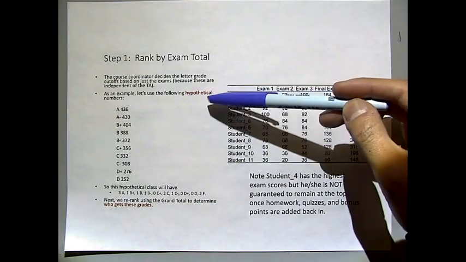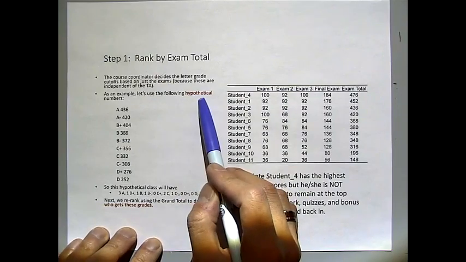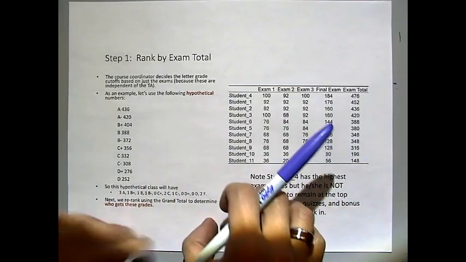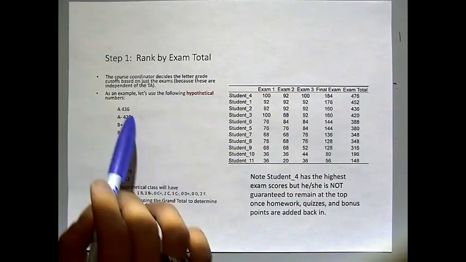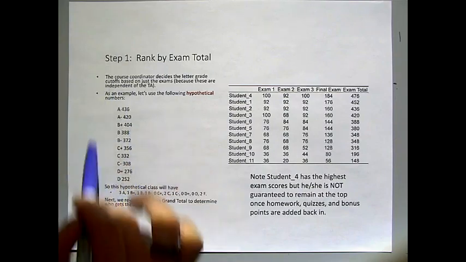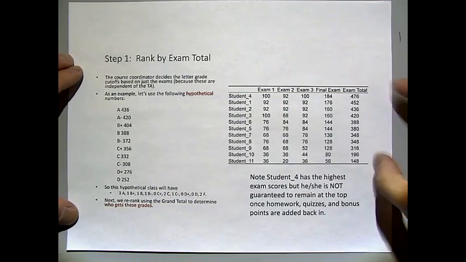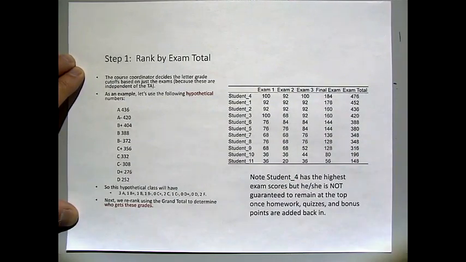Somebody in the math department is going to decide, out of the 500 points from the exams, what an A, B, C, D, and so on will be. As an example, let's use these hypothetical numbers. Suppose that at the end of the semester, we've determined that, for the exams alone for the moment, an A is 436, an A minus is 420, B plus is 404, and so on. Now for that same hypothetical recitation, with the homework and quizzes removed, here are the rankings.